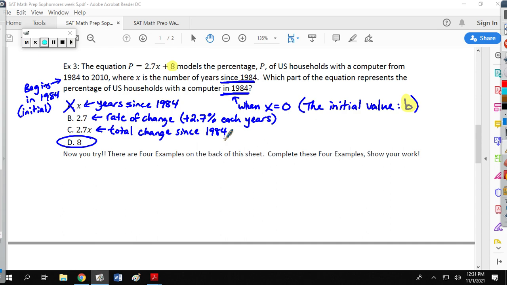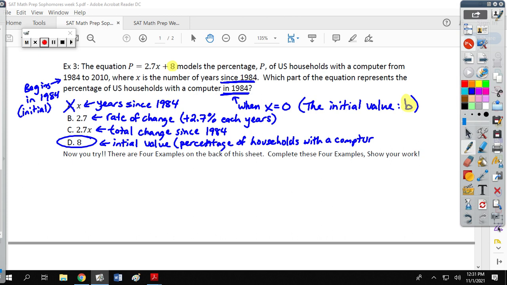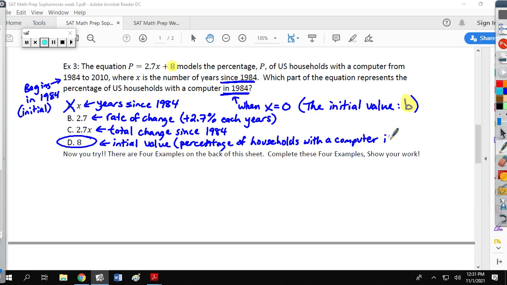But anyway, the only one there that makes any sense, the initial value, the b value, is 8, which is the percentage of households with a computer when the problem began. Oh, it would help if I could spell, probably. In the year 1984, which is when the problem began. Okay? All right, so that's it.